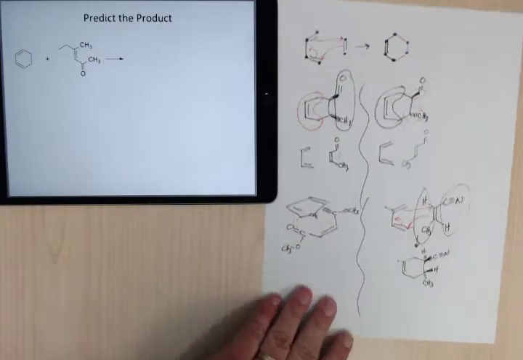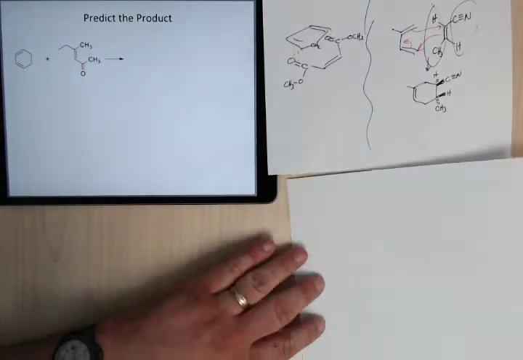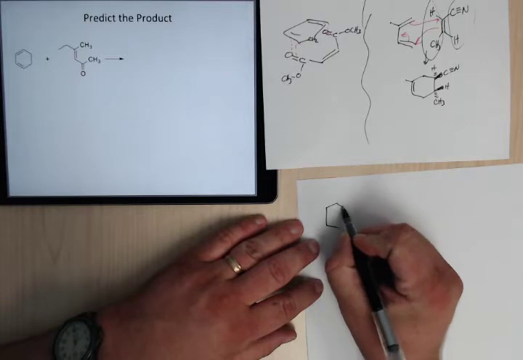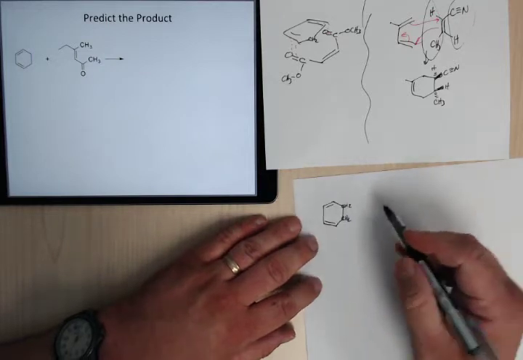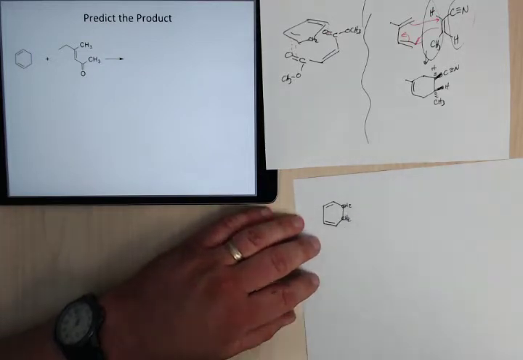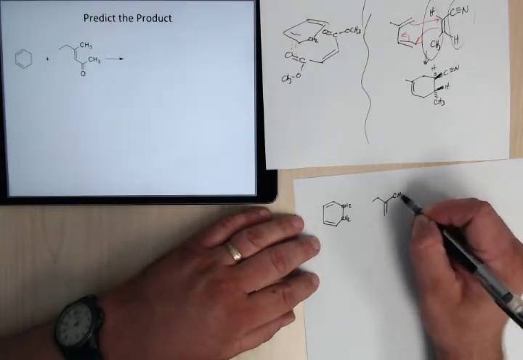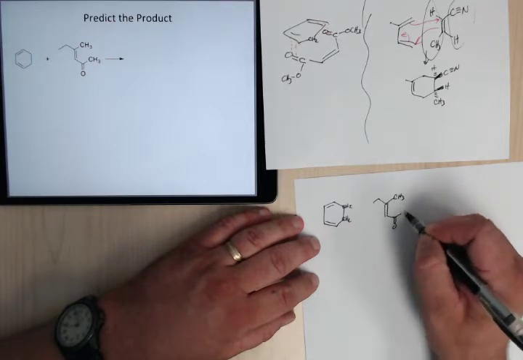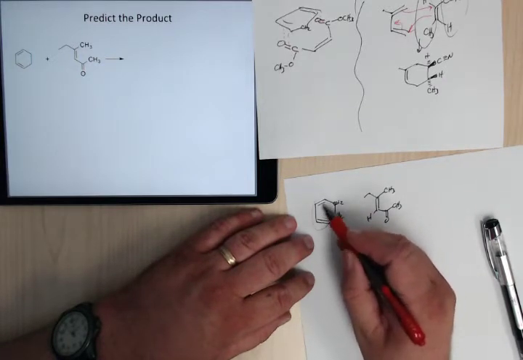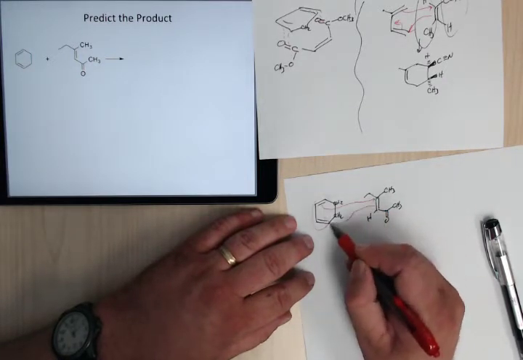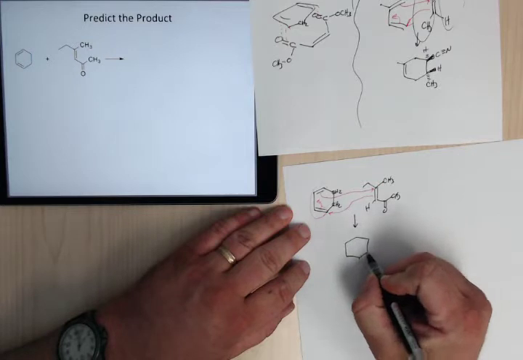Now, if instead, I'll put it up here so you can still see it, if instead you had this, where you have these bridging carbons like this, now it becomes an issue of endo versus exo. And so here, the ethyl, methyl, ketone, hydrogen. Now again, you're going to have these 4 carbons coming in, bond, bond, bond. And so you're going to end up making your normal cyclohexene.